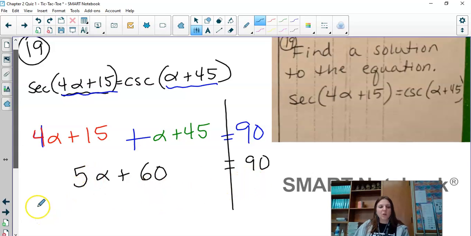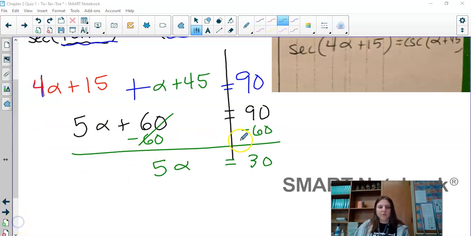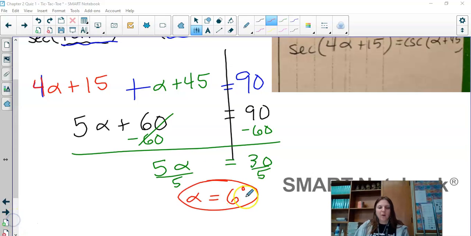Now I'm going to solve my equation like you normally would with any old algebra equation. So I subtract 60, and then I'm going to end up dividing by 5. Alpha equals 6 degrees. I just want to remind you that you can get fractions sometimes on some of these questions. So if you do get a fraction, it does not necessarily mean you have done it incorrectly.